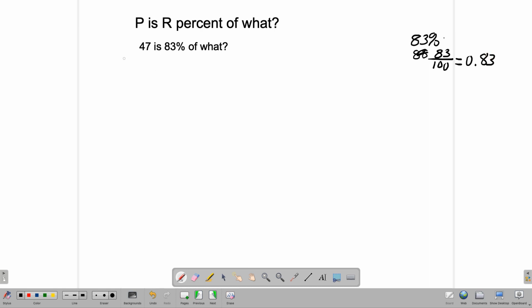So we have 47. The word "is" in most mathematical problems represents the equal sign. And so we say that we're going to replace the 83% with 0.83. The "of" represents multiplication. And then what we're trying to solve is the base.